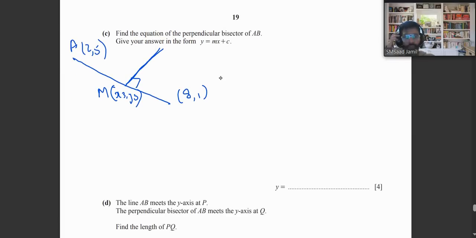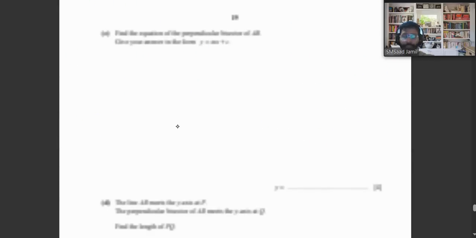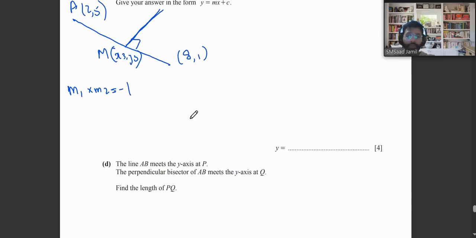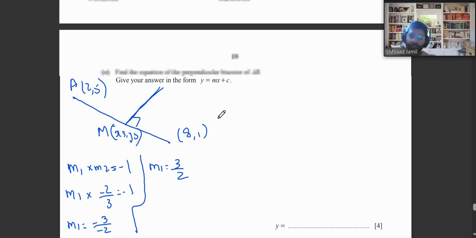So first of all, how do we find the gradient of this? The formula for the gradient of a perpendicular line is m1 multiplied by m2 equals minus 1. We already know the gradient of line AB, which is negative 2 upon 3. So m1 multiplied by negative 2 upon 3 equals negative 1. m1 is equal to, 3 goes up there, multiplied by negative 1, so negative 3 upon negative 2. m1 is 3 upon 2. So the gradient of the perpendicular line is 3 upon 2.